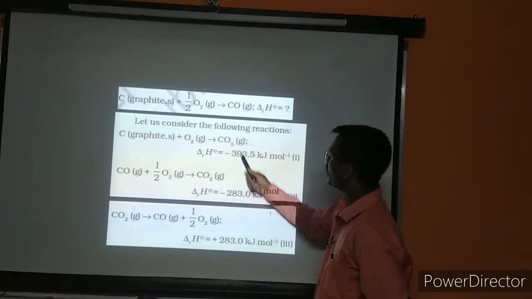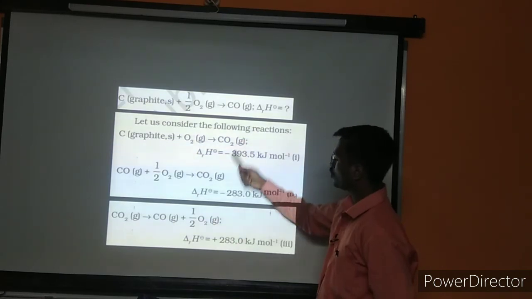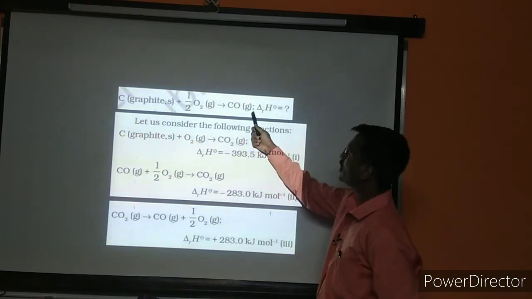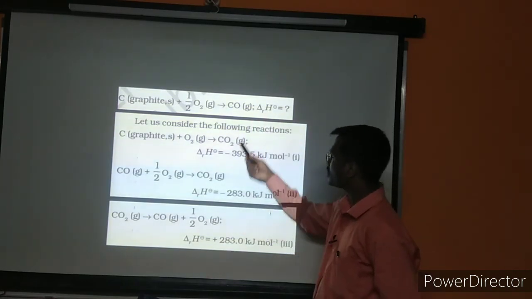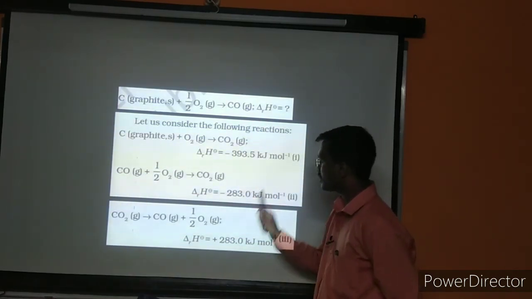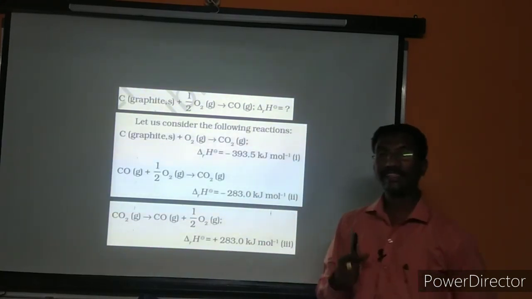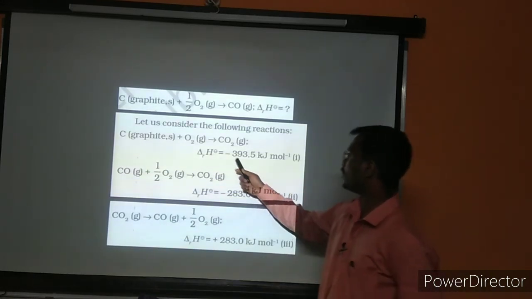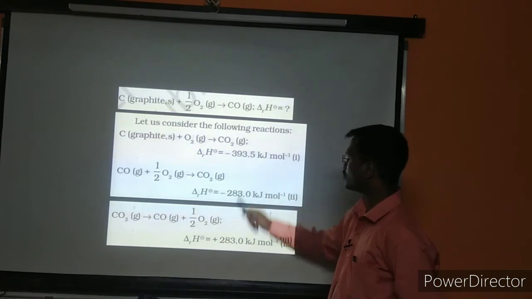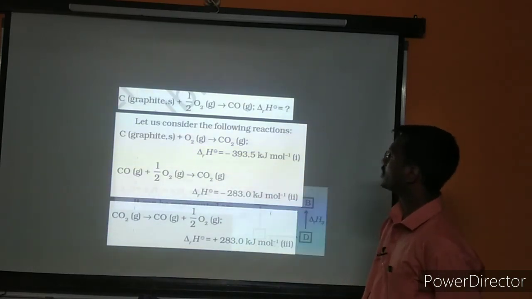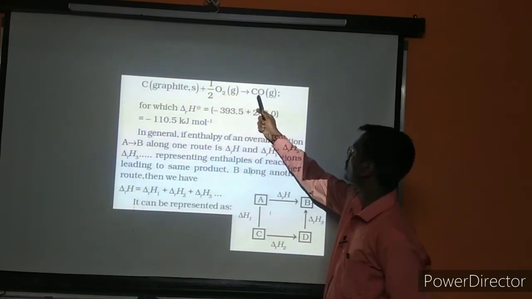So what happened here? I am doing the addition of equation number one and equation number three. By doing these two additions, I am going to get this equation, isn't it? For that reason, as I am doing these two addition reactions, the same thing I am going to add to the enthalpy of the reaction. Can you see here? This enthalpy is exothermic, this is endothermic. I am going to do the addition of these two, minus of this value, plus of this value. So at that condition, I am going to get the same reaction. So carbon and half of the O2 gives carbon dioxide.